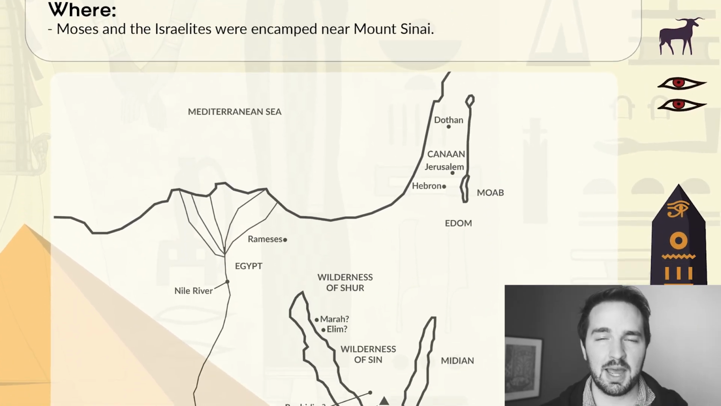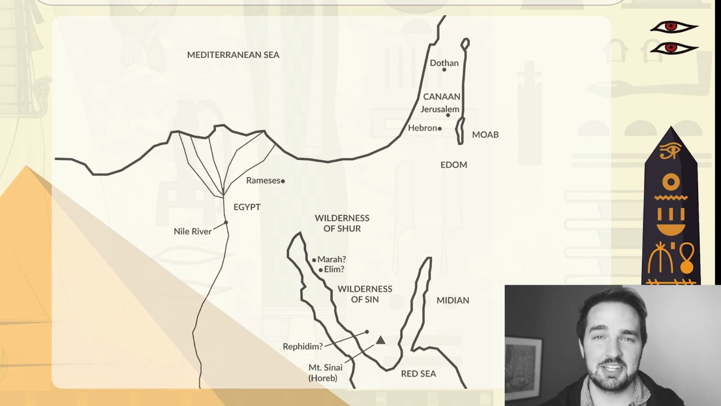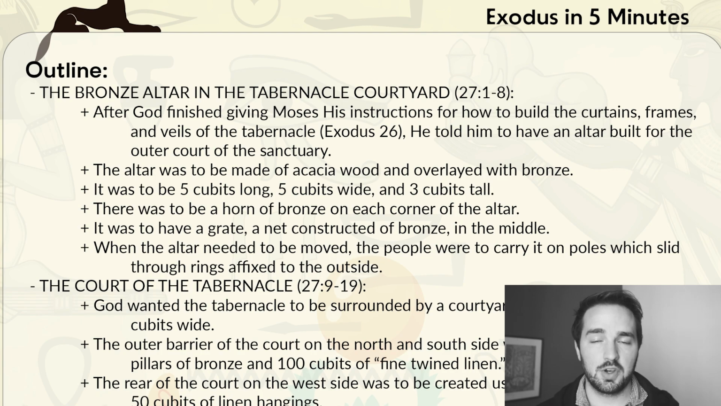Okay, and then in terms of our map, it's the same as it's been for like 10 chapters now. We are still at Mount Sinai. The Israelites are encamped at the bottom of the mountain. Moses is at the top of the mountain talking to God, and you can see the traditional location of Mount Sinai on the map. Chapter 27 is a continuation of God's instructions to Moses as to how to build the tabernacle, which was a special tent in which God was going to meet with Moses, and God's presence was going to dwell there while the children of Israel were wandering around in the wilderness. This was a movable structure.